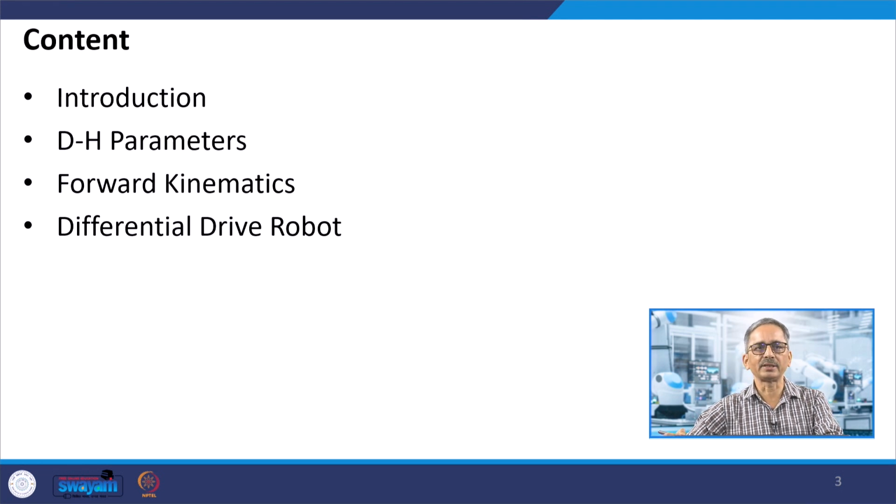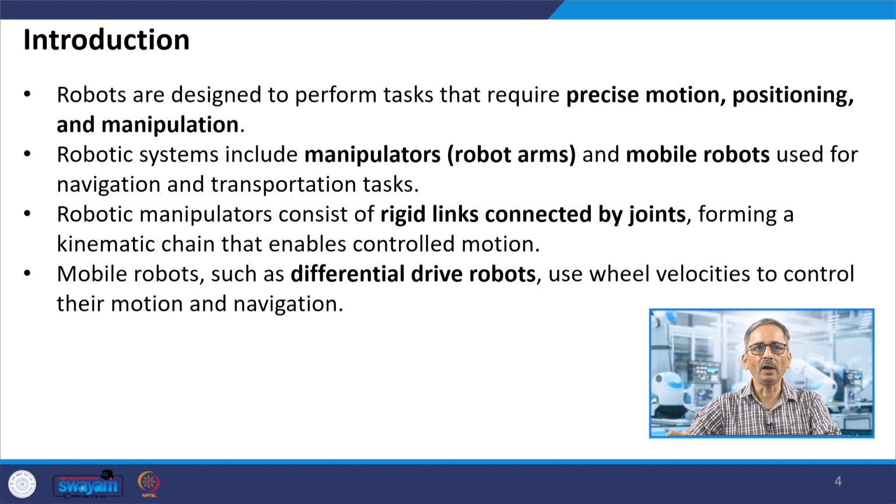Here, initially I am going to introduce the topic to you, then we will be learning about the DH parameters, the way of representing a manipulator mathematically, then the forward kinematics, and the kinematics of the differential drive robot. Okay. See, robots are designed to perform tasks that require precise motion, positioning as well as manipulation.